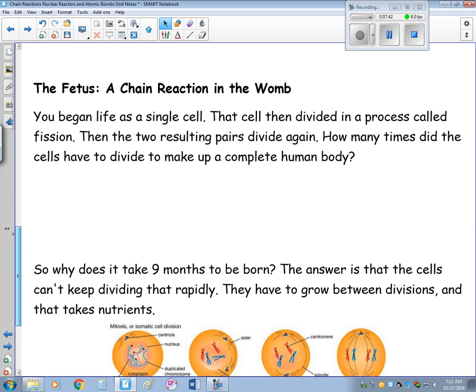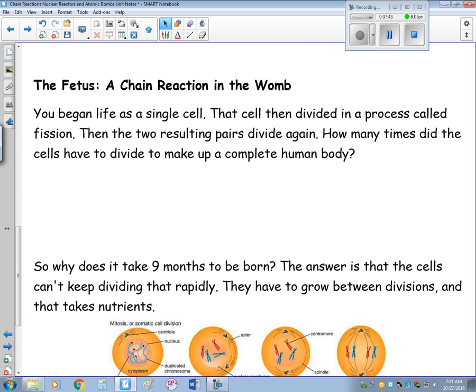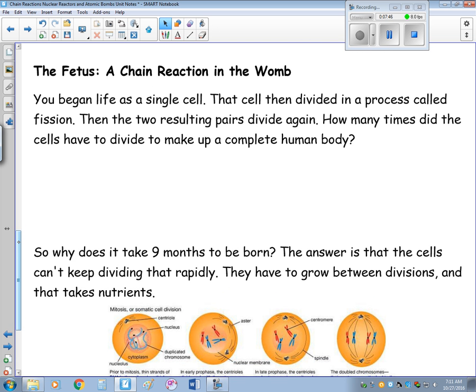Another type of reaction would be the fetus inside a mother. So you and me and everyone, we begin life as a single cell. That cell then divides in a process called fission. When the two resulting cells divide again, we go from 1 cell to 2 cells to 4 cells to 8 cells to 16.